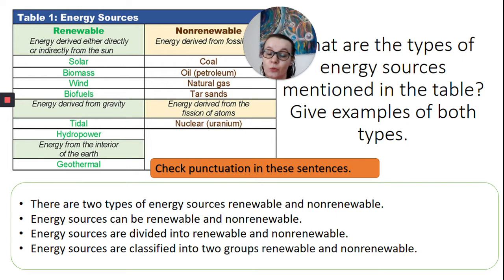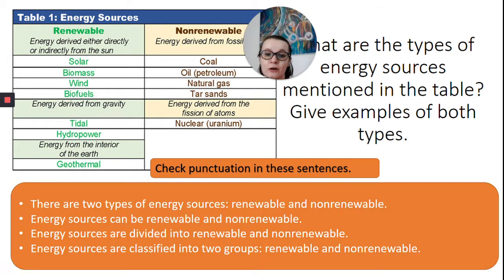Well, okay, so I hope you have paused the video and you have thought about that. Well, this is the correct punctuation. Take a look at these 4 sentences. So what are they about? They're all about different types of energy sources, right? Energy sources are divided into 2 types here in this table. And so the meaning is the same.